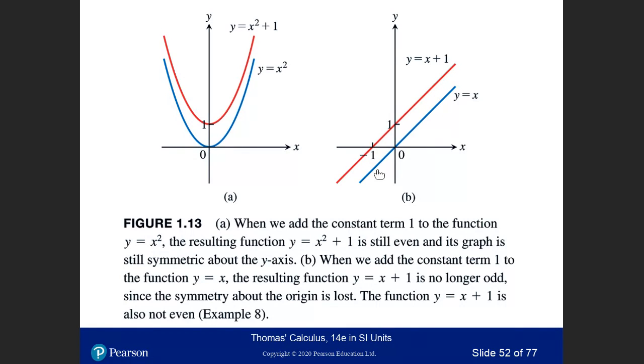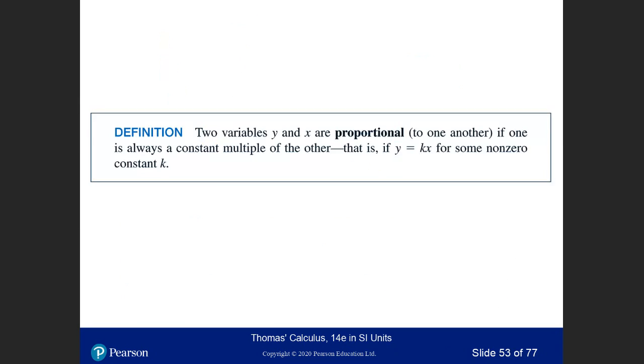Let's look at the line. Y is equal to x. This is symmetric about the origin. That's an odd function. But when you add 1, it's no longer symmetric about the origin. So it's not an odd function anymore. Okay, let's continue.